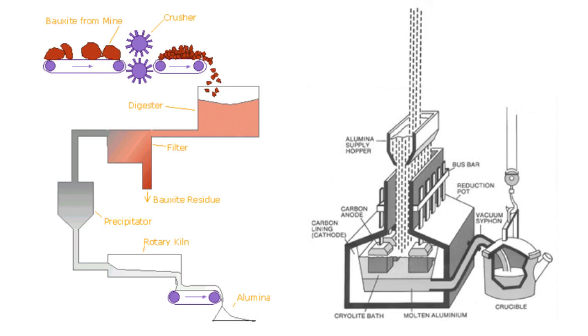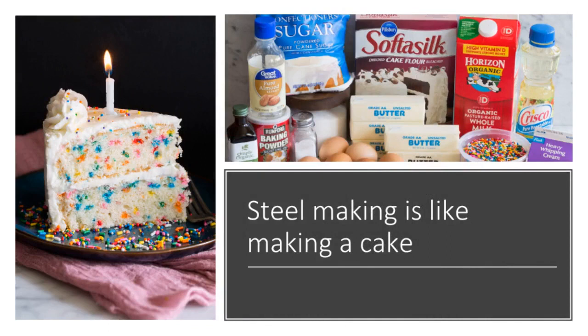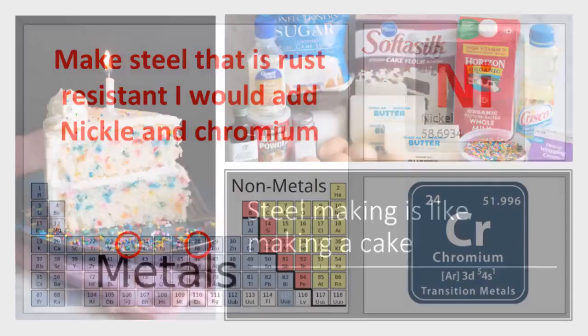The alumina is then further refined by electrolysis to give pure aluminum, which can then be cast into pig aluminum for later fabrication. Steel making is like making a cake. If I would like my cake to taste and smell like strawberries, I would add strawberries or strawberry extract. The same thing with chocolate.